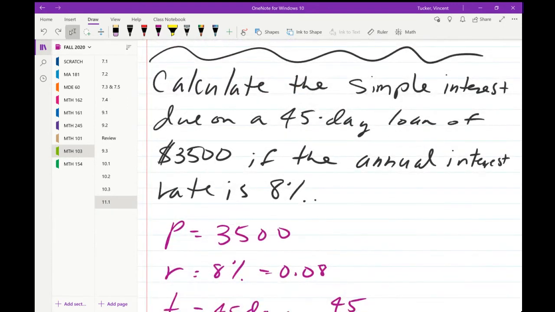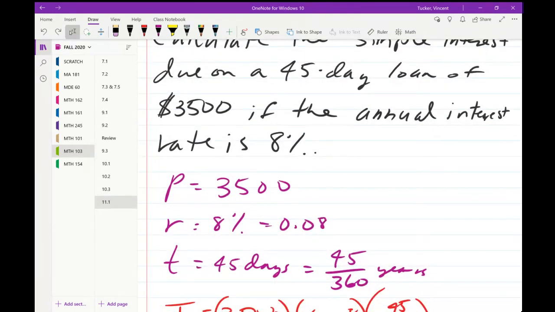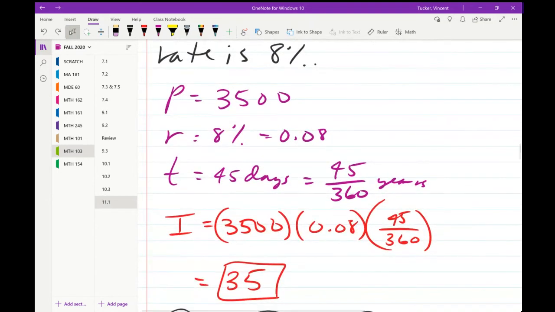Next one, calculate the simple interest due on a 45-day loan of $3,500 if the annual interest rate is 8%. So we're going back to everything being in terms of a year. P is 3,500. R is 8%, which converts to 0.08. And we're looking at 45 days. So we're going to take that 45 days and put it over 360. Once you have your three pieces, 3,500 times 0.08 times 45 over 360, and that'll be $35.